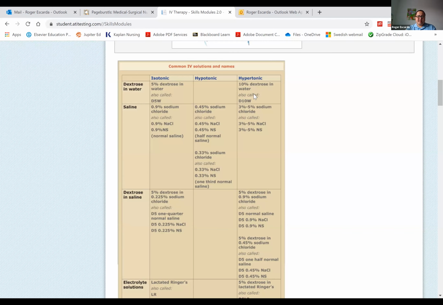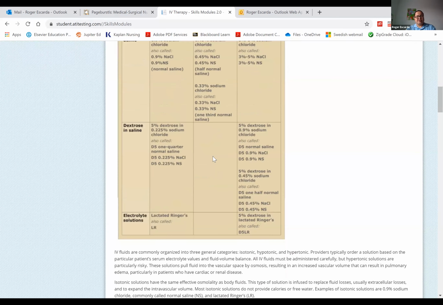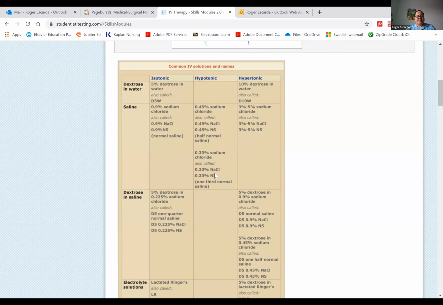So anything besides these exceptions here are hypotonic, unless you add dextrose to it, or they are higher than 0.9% sodium chloride concentration. For example, 3% or 5% NaCl. Of course, these are concentrated or hypertonic solutions. Anything below 0.9, like half normal saline, or 0.33, a third percent sodium chloride, these are hypotonic solutions. As you can see, there's not a lot of them.